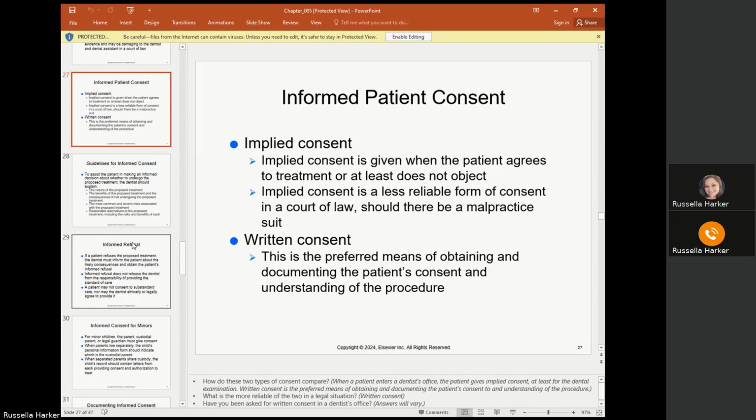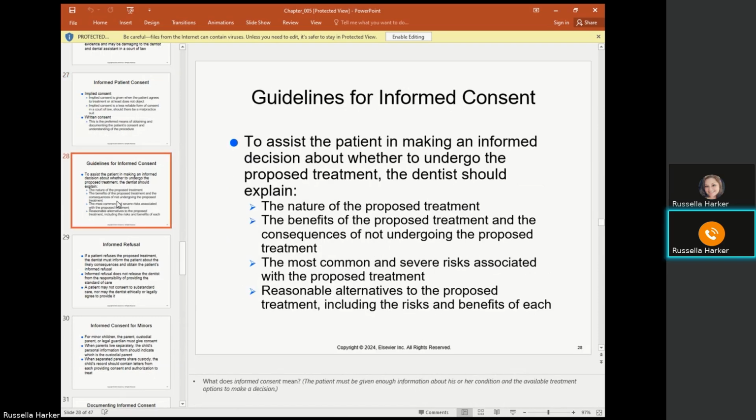Written consent is the preferred means of obtaining and documenting the patient's consent and understanding of the procedure. Written is when the patient signs the actual document that you have reviewed with them, so that we all know that we have their consent and that they understand that procedure in full. So in a legal situation, we would want to have written consent versus implied consent, if possible.